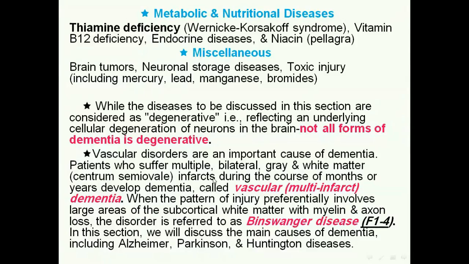Now, this involves only smaller areas. When it involves only smaller areas, we call it vascular multi-infarct dementia. But when it progressively enlarges and involves larger areas of the subcortical white matter, involving myelin and axon loss, this is what we call Binswanger disease.